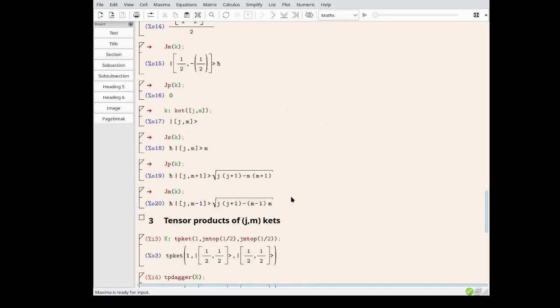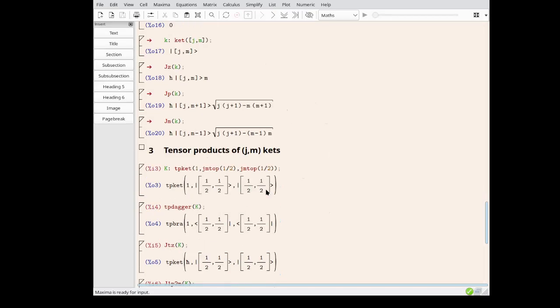So if we just input an arbitrary JM ket in terms of J and M, then if we operate with JZ on that ket, we pull out the M h bar, and if we operate with J plus or J minus, we get the expected general formula for those.